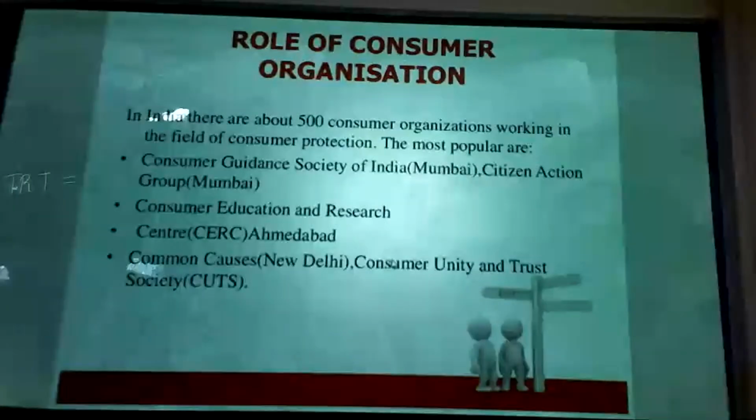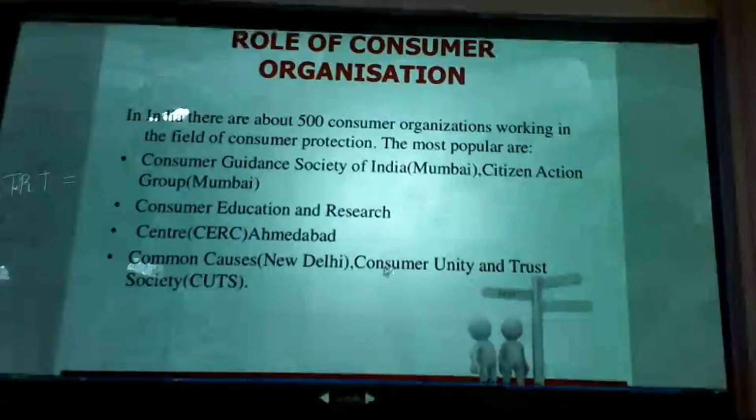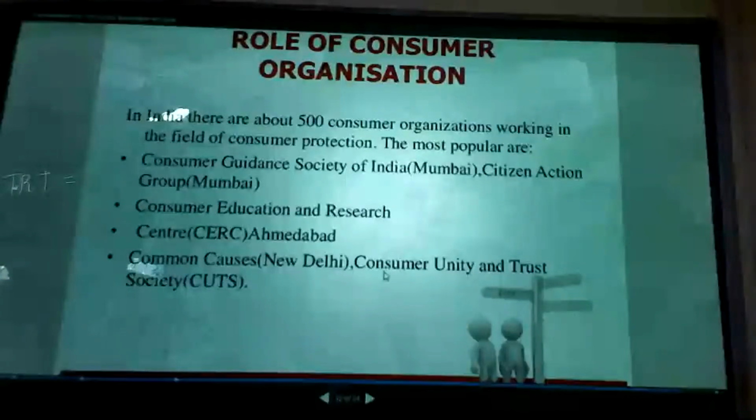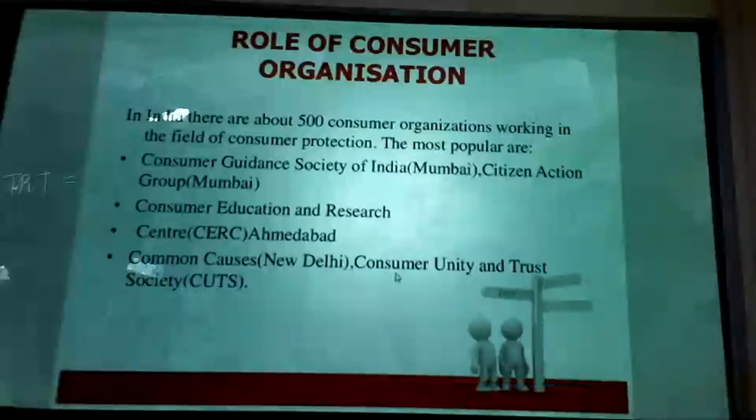Next, the role of consumer organizations. Some organizations fulfil the consumers' needs or requirements, like the Consumer Education and Research Centre, Ahmedabad, and in New Delhi, the Consumer Unity Trust Society. They are majorly protecting the consumer. There are also other councils and associations. They are also part of the consumer movement basically. And the next slide.